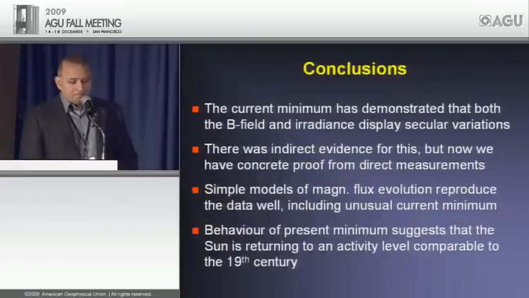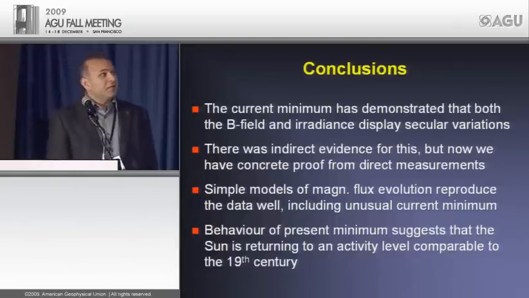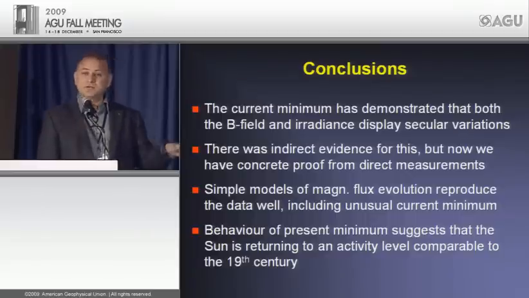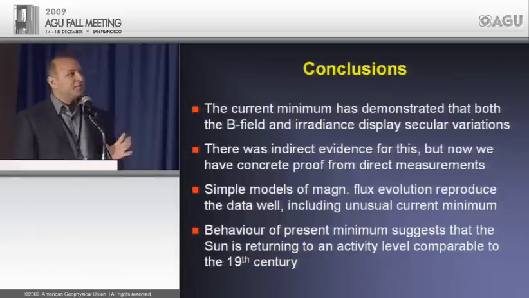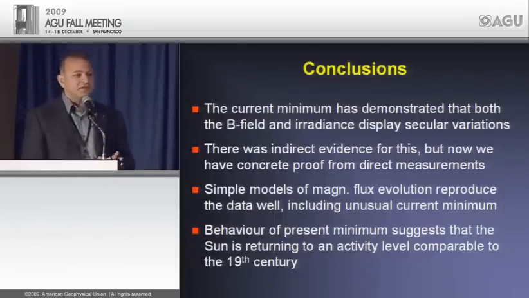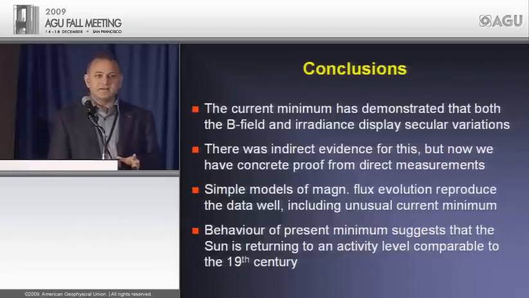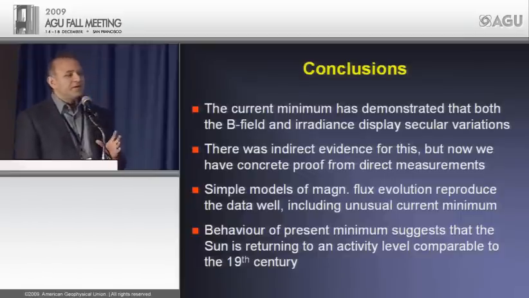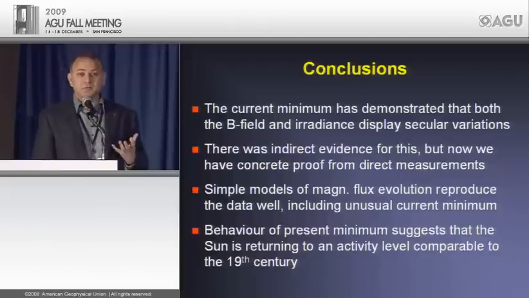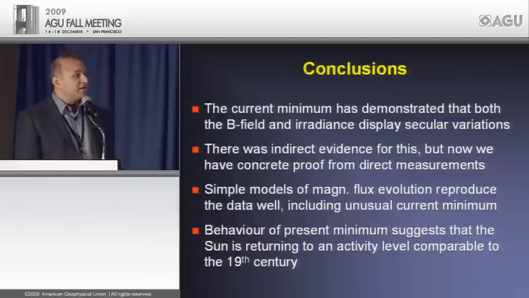Okay, we come to the conclusions. The current minimum has demonstrated that both the magnetic field, the total flux, the open flux, whatever, and the irradiance display secular variations. I think this is an extremely important result. This is something that we have been discussing for years, for decades. There were indirect indications for that. Now, finally, we have direct proof, direct measurements that this is the case.